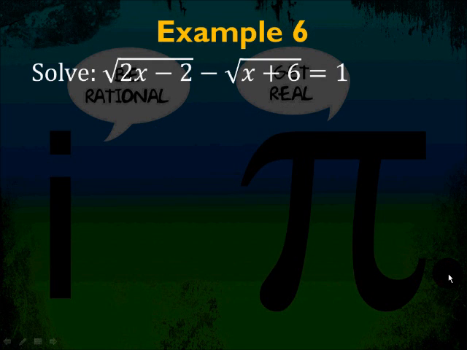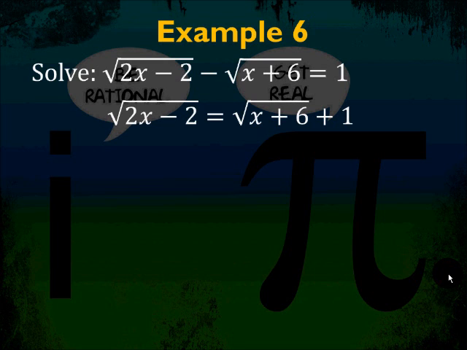Alright, so now we have two radicals in the equation, and this is going to take a multi-step approach. So the first step is the same. You're going to isolate one of the square roots. So let's move the radical x plus 6 to the right side here. And now you have radical 2x minus 2 equals what you have on the right. Just like before, you will square both sides.